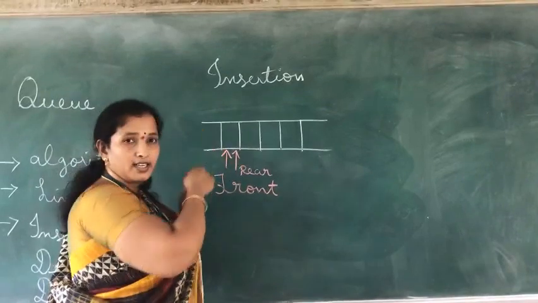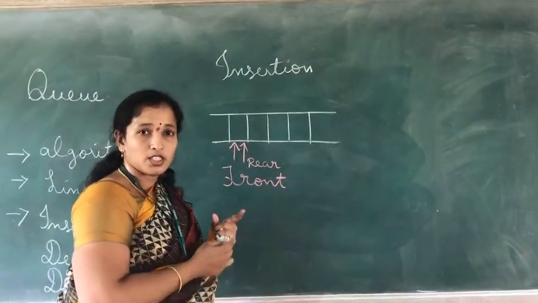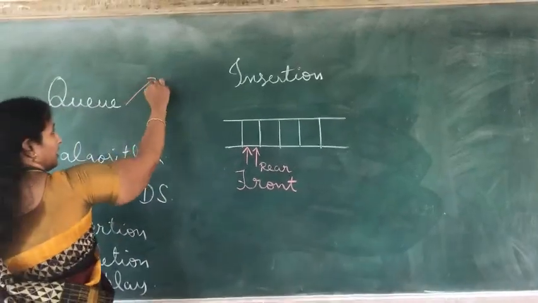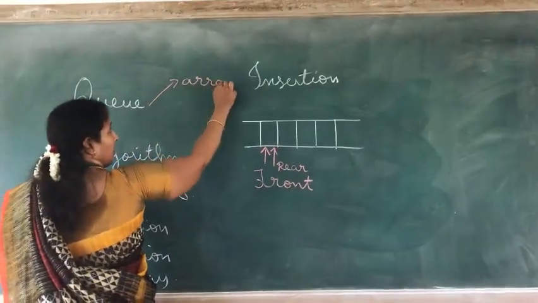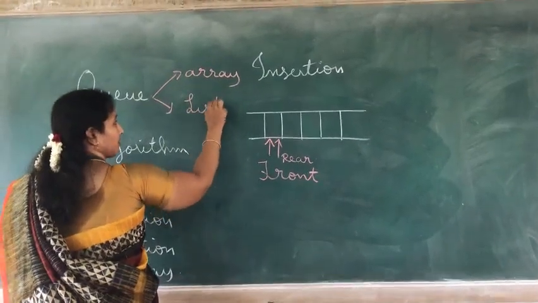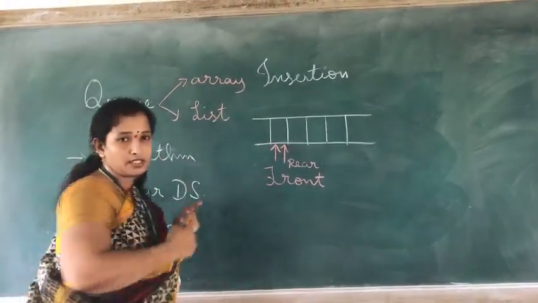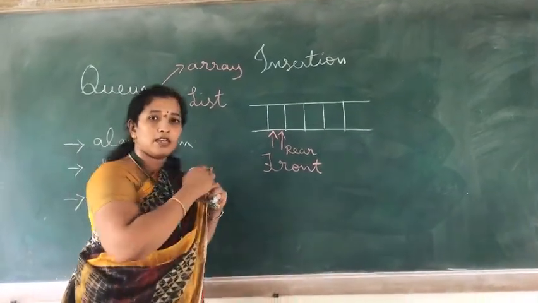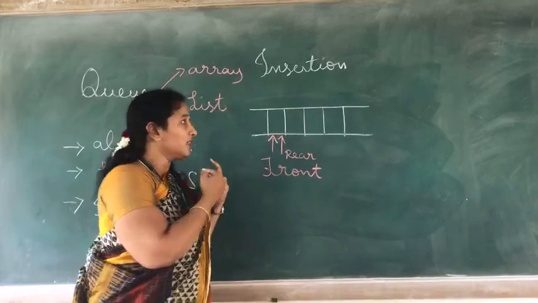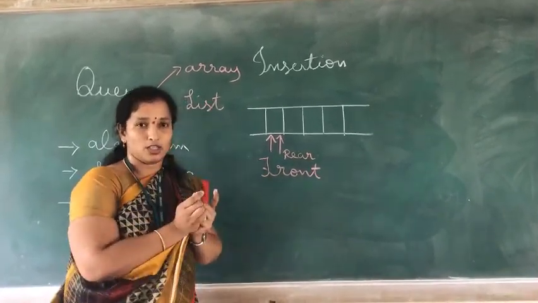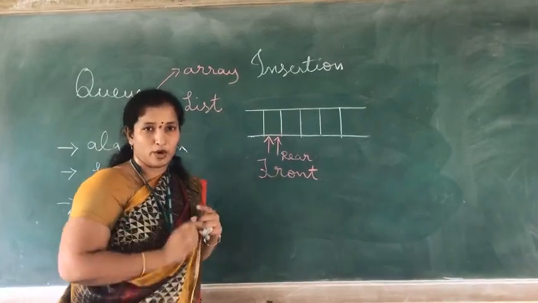This queue data structure has two types of implementation. The first one is array, and the second one is list. These are the two ways of representing a queue. In the array we will have a separate set of operations, and in the list we will have a separate set of operations, but both have the basic concept of rear and front pointers.